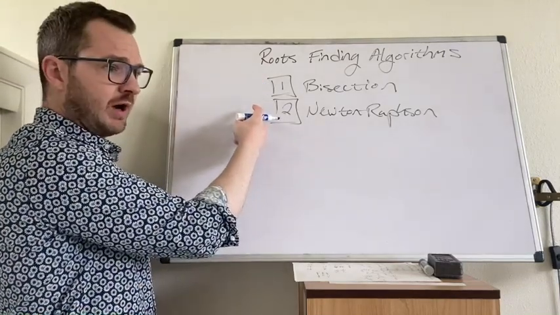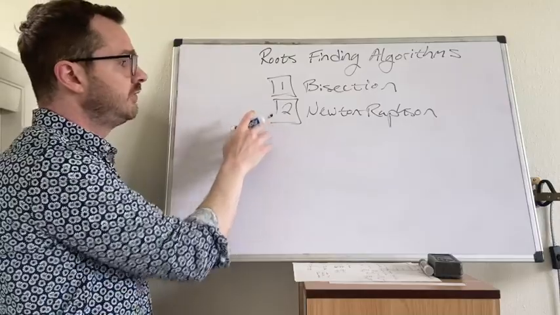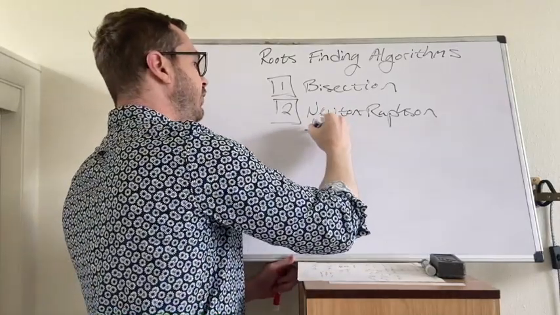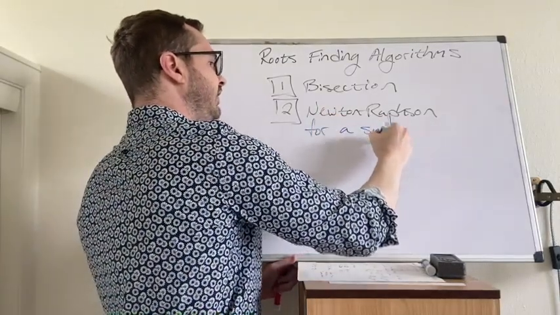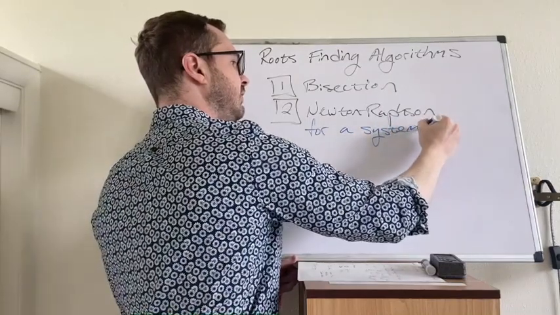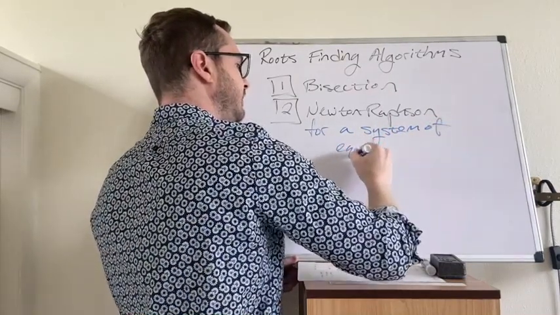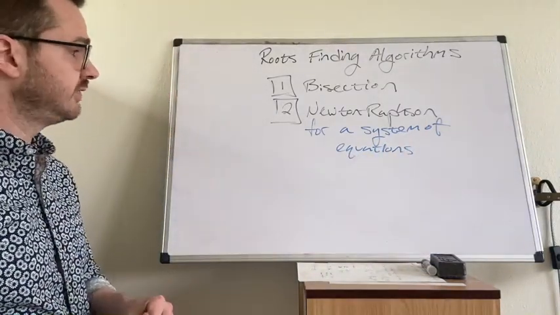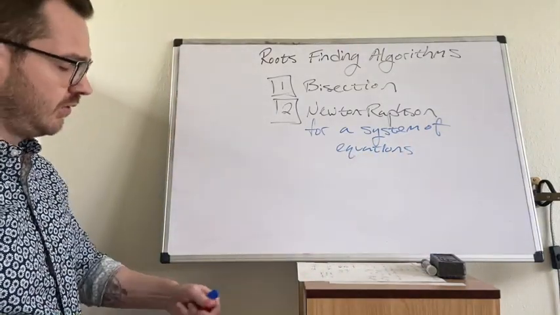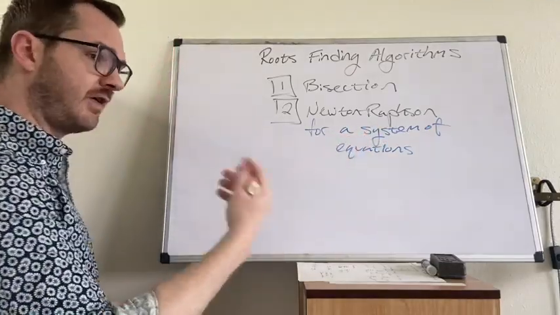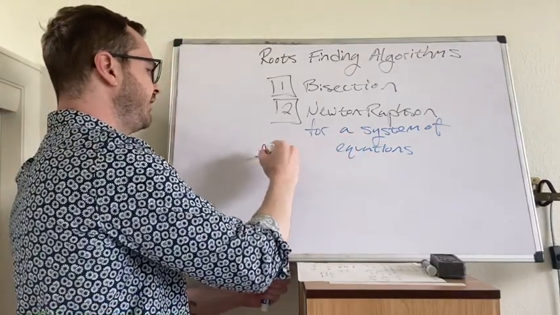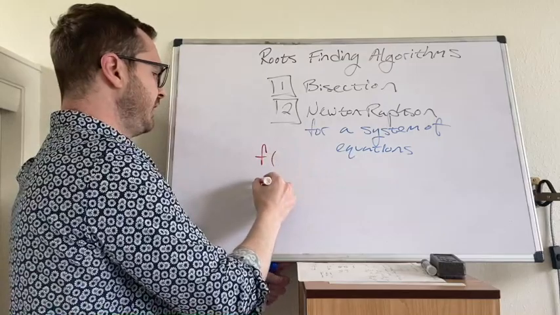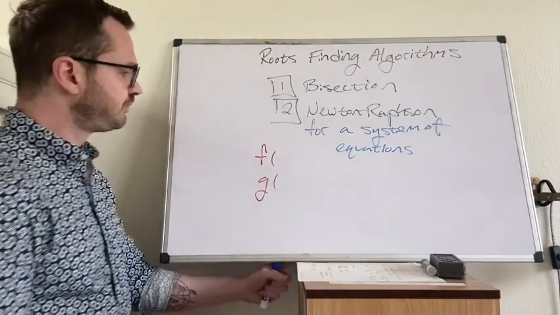We've already done Newton-Raphson. What we're going to do today is Newton-Raphson for a system of equations. So when I say a system of equations, we no longer have a single equation, we have several equations. Let's say that we have an equation f and we have an equation g.